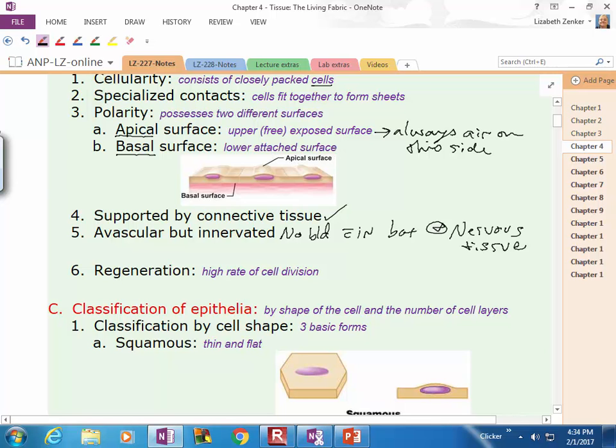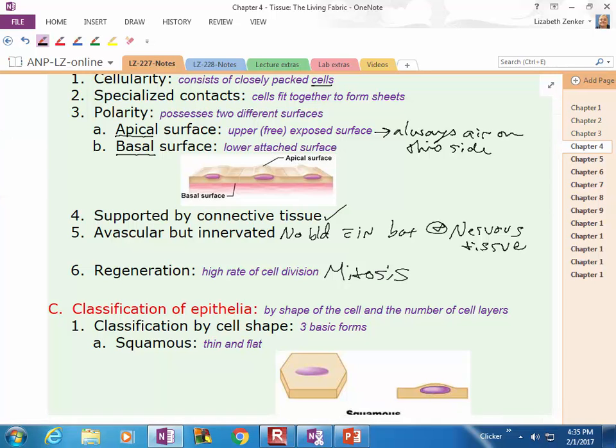Okay. And also regeneration, a high rate of cell division. What cell division? Mitosis, right. So mitosis, and it means it's actively occurring.